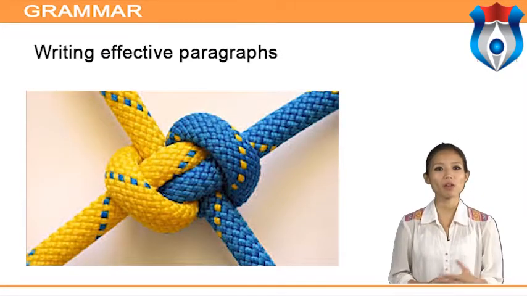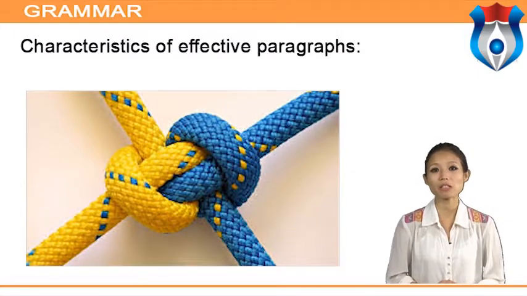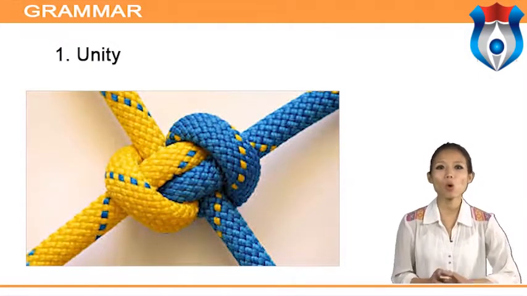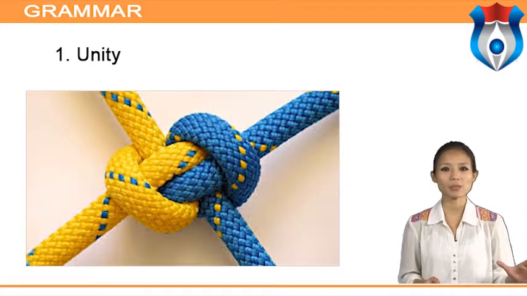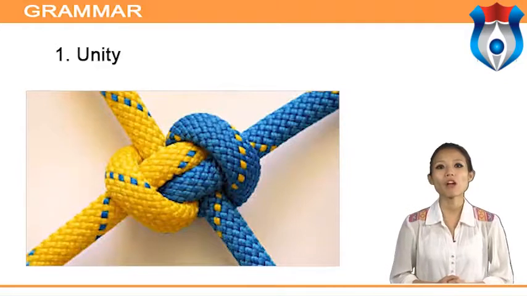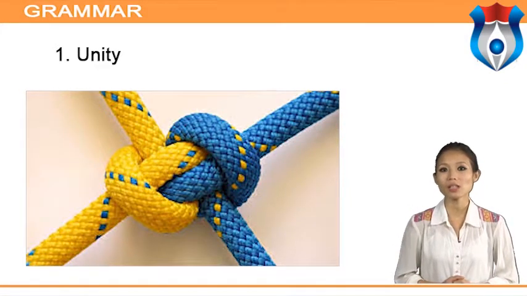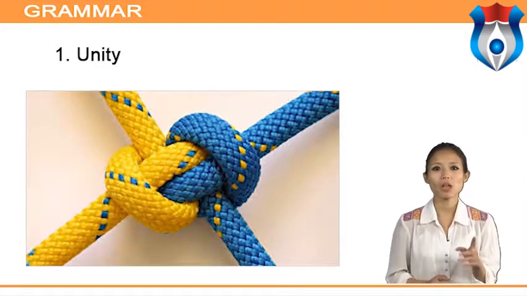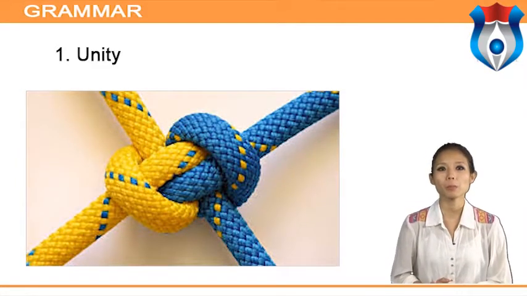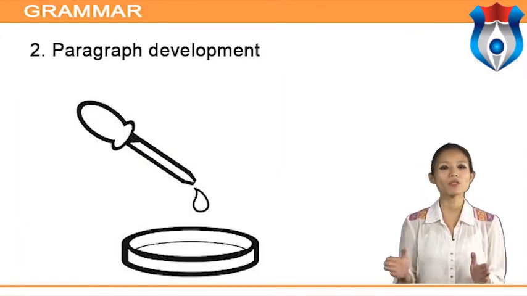Writing effective paragraphs. For a paragraph to be effective, it must have three characteristics. Unity. It means that all sentences in a paragraph explain, develop, and support a central idea. Every paragraph must have a purpose and all the sentences should advance the purpose. Begin with a clear topic sentence because it has the main idea or purpose that sets the agenda for the rest of the paragraph.